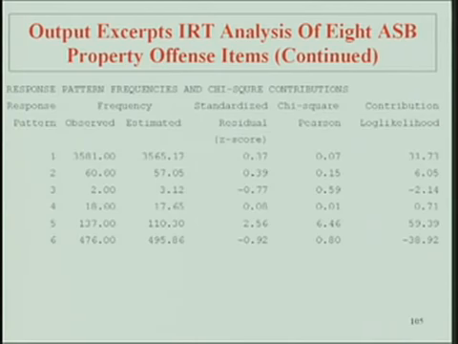These other columns are the standardized residual, the chi-square contribution from the Pearson chi-square, and the chi-square contribution from the log likelihood chi-square. What we're looking for in the standardized column is something greater than 1.96, for example. And we see pattern 5 has that. We also see large chi-square contributions for both chi-squares for pattern 5. So pattern 5 is a pattern we would be concerned about, understanding why it doesn't fit the data well.